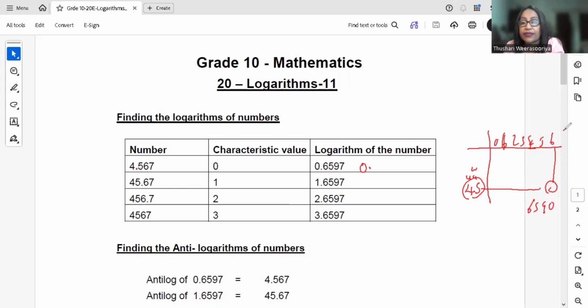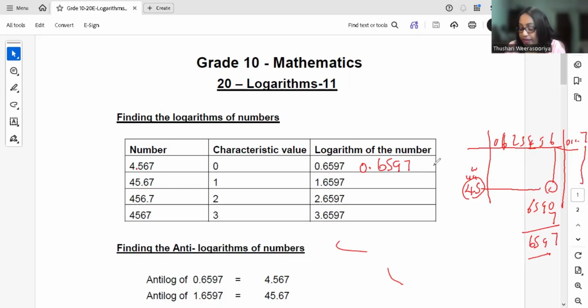Now there is another number. We get that number in the mean difference. In the mean difference, you find the 7. 0, 1, 2, 3, and so on, you get 7. The corresponding value of the mean difference for that number is 7. Then you add that 7 here. Then you get 6597. Then you add this to the characteristic value, 0.6597. Is that clear? I think it's clear.